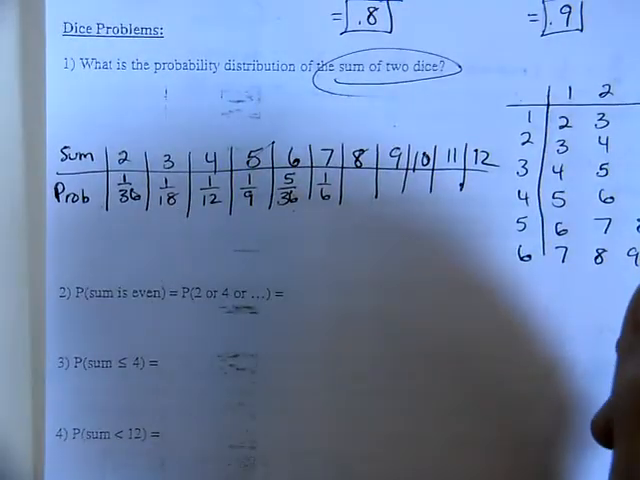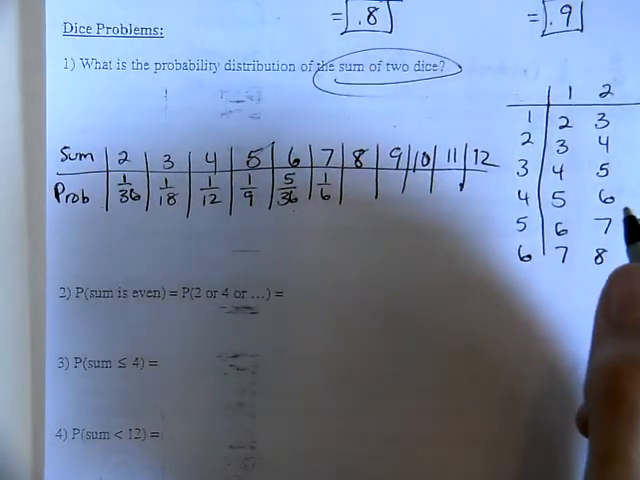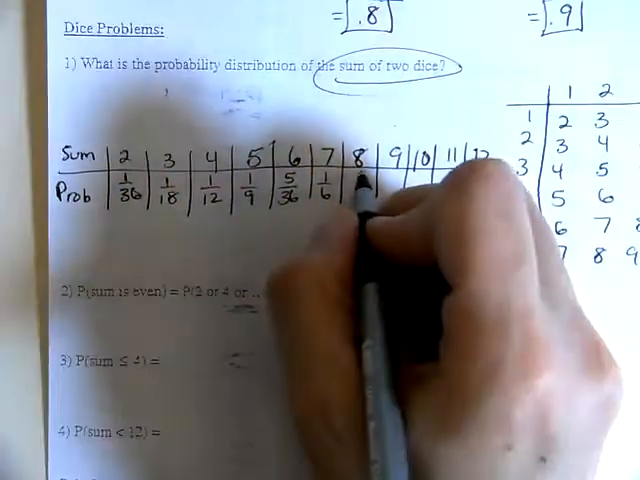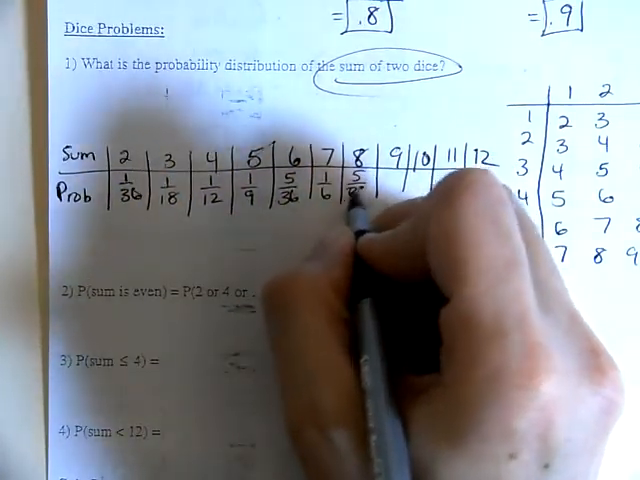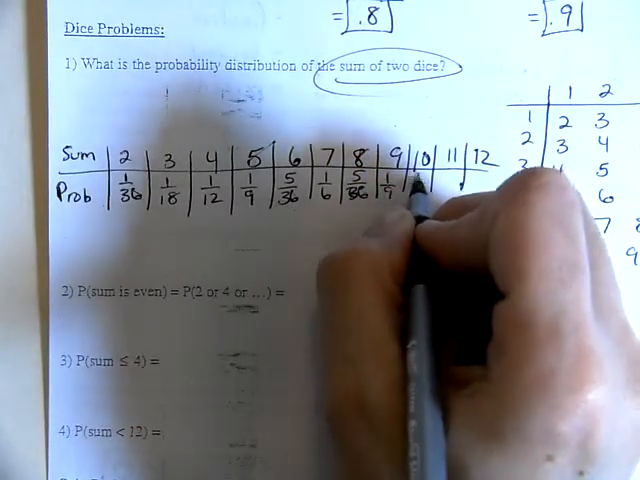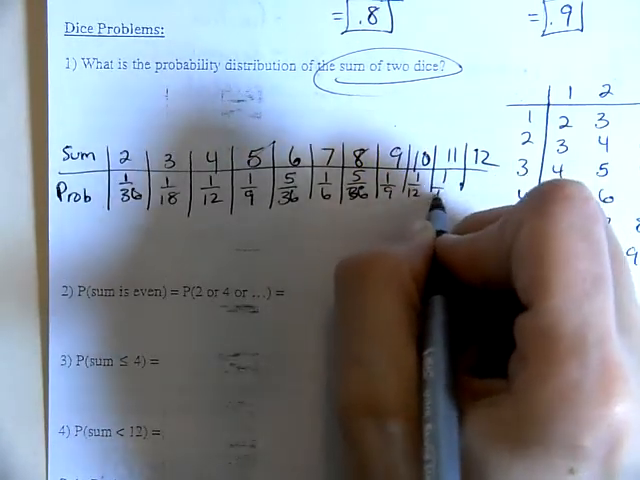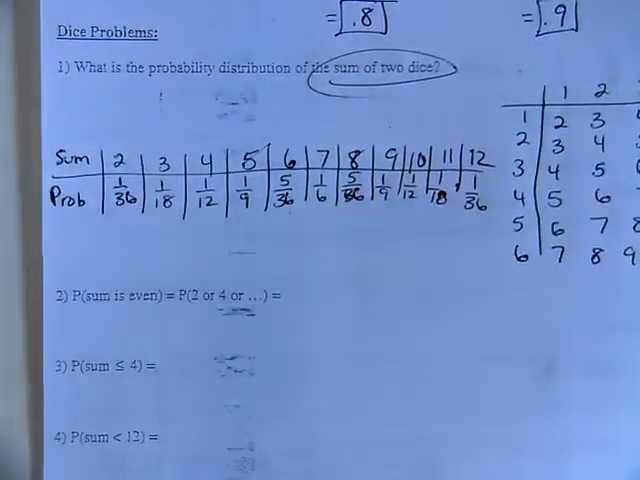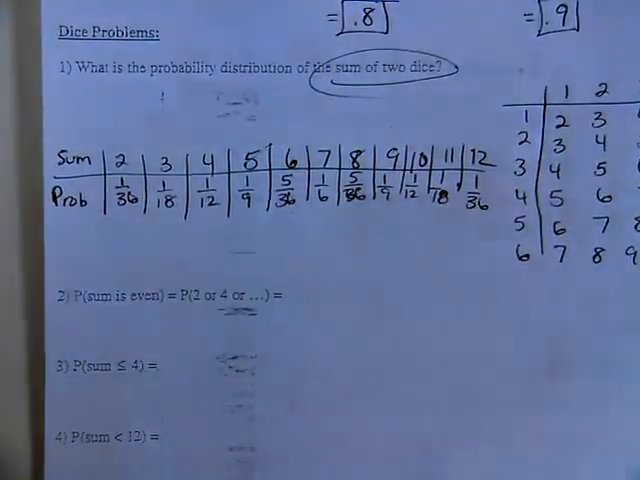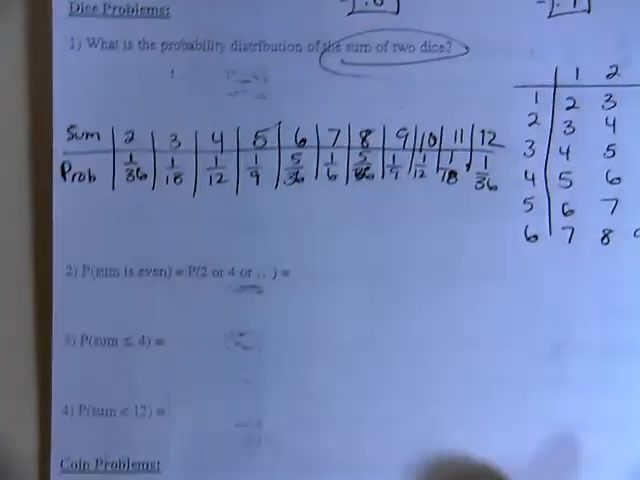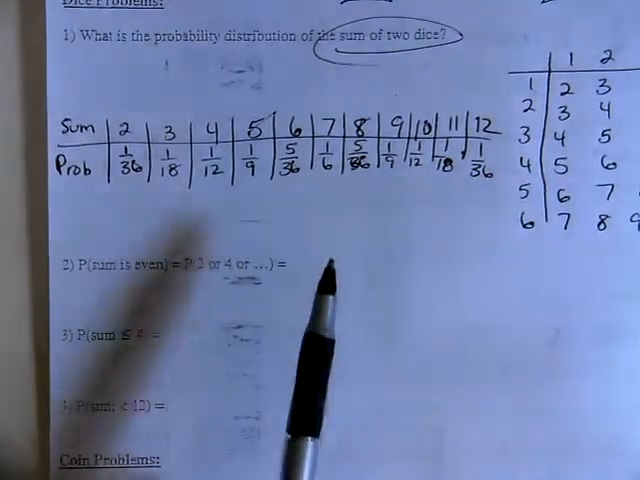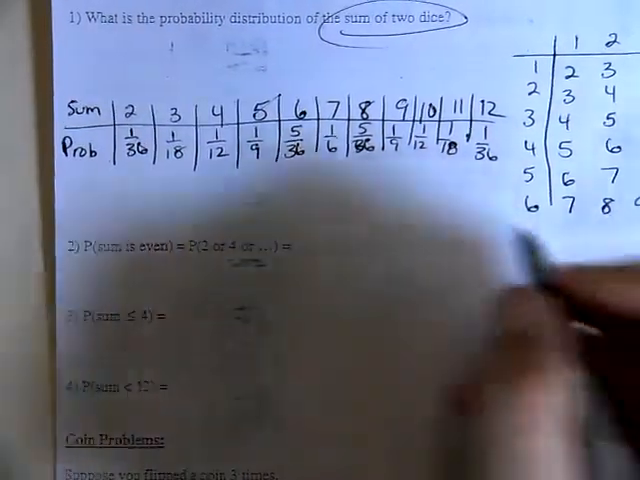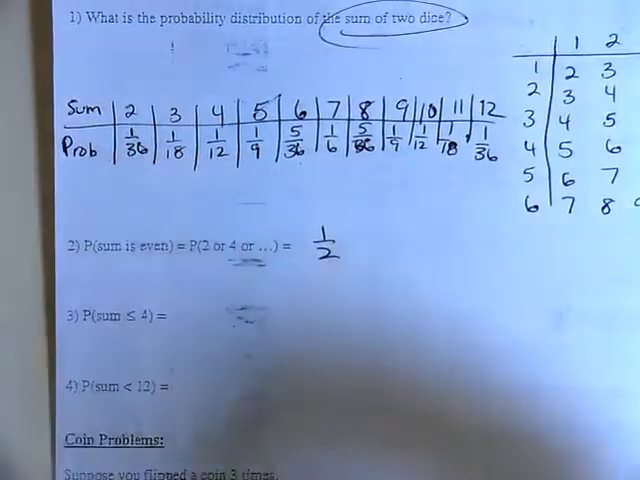Now the nice thing about this table is it actually is symmetrical. So this is 5 out of 36, 1/9, 1/12, 1/18, and 1/36. Okay, so the probability that the sum I get is even. So if I were to add 2, 4, 6, 8, 10, 12, or if I just thought about it, your sum's either even or odd. So either way, the probability should be a half.